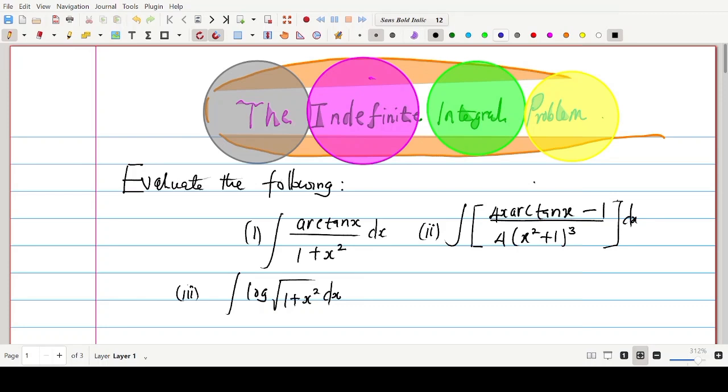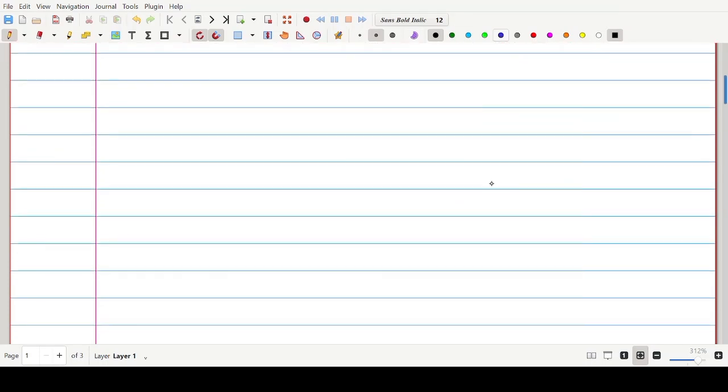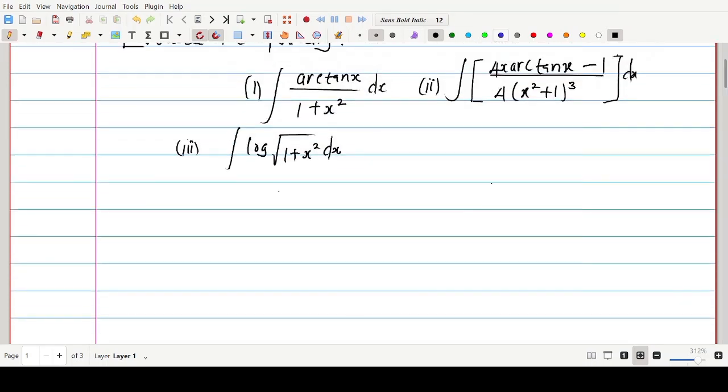So let's go over to the solution of these particular problems. The first, we are to integrate: we want to integrate the arctan of x over 1 plus x squared dx.